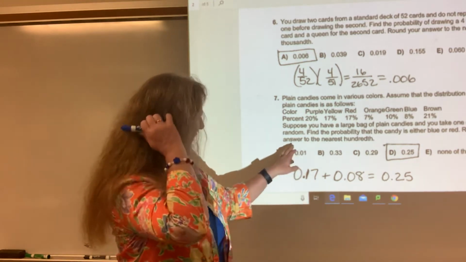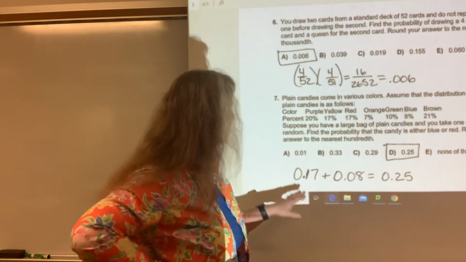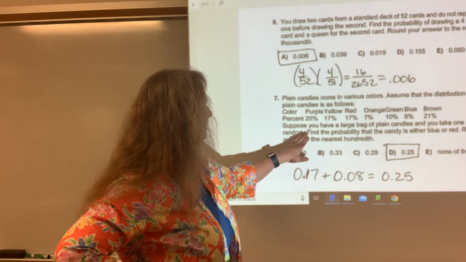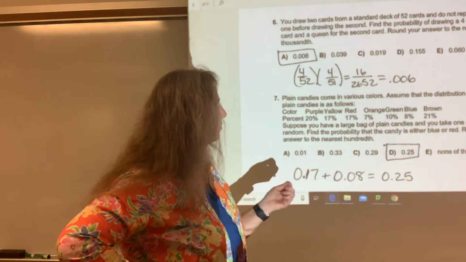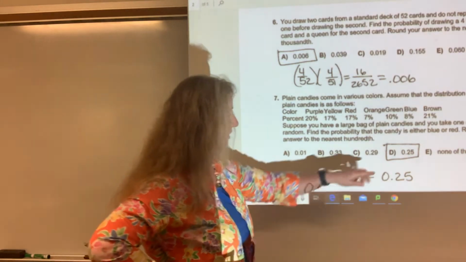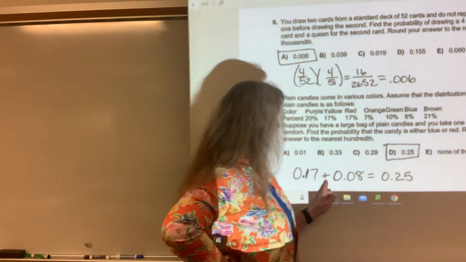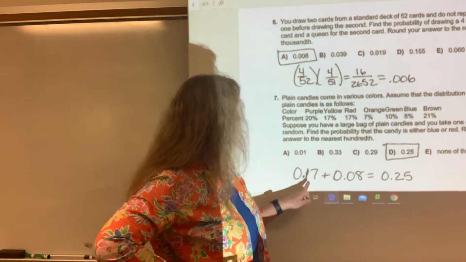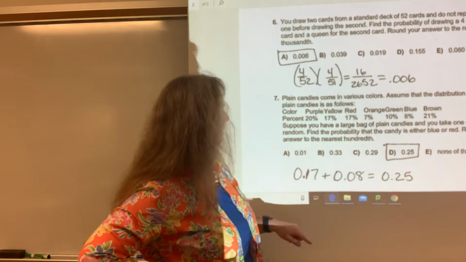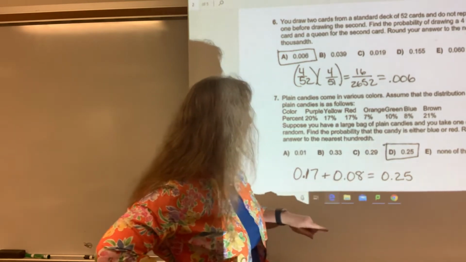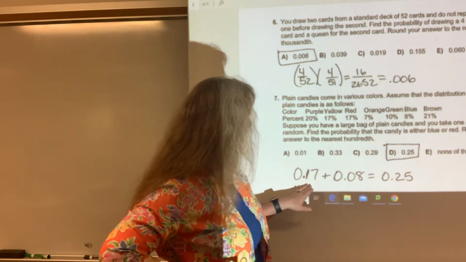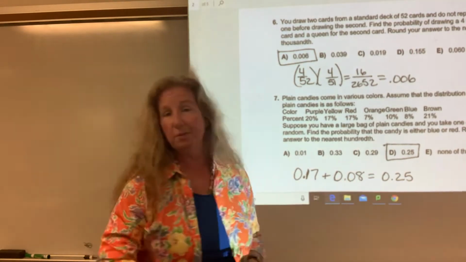Here's another one with the candies. Again, they have a similar distribution. This one says, find the probability the candy is either blue or red. So again, this or makes us think of addition. So the blue was, let's see, what is blue? Blue is the 0.08 and the red is the 0.17. So I simply add those 2 probabilities together.